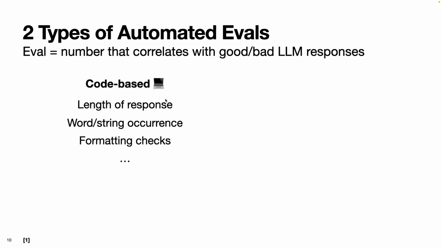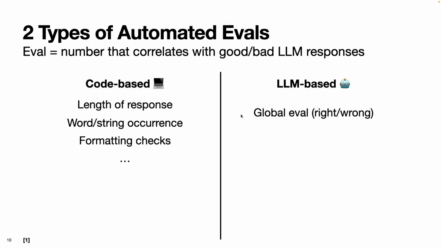There are endless code-based evals that we can implement, and the specific ones that you create are going to be specific to your use case. The other way we can automate evals is using LLMs, and in the previous video I talked about two key categories for LLM-based evals. There are global evals, so basically assessing if a response is right or wrong, good or bad, or we can have relative evaluations. Basically, the LLM just tells you if one response is better or worse than another. Each of these types of evals has its pros and cons.